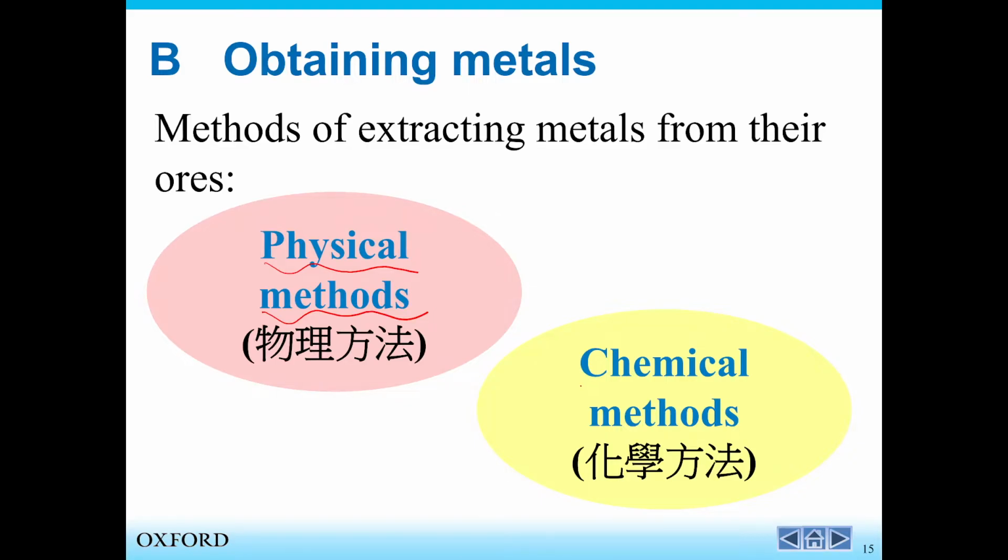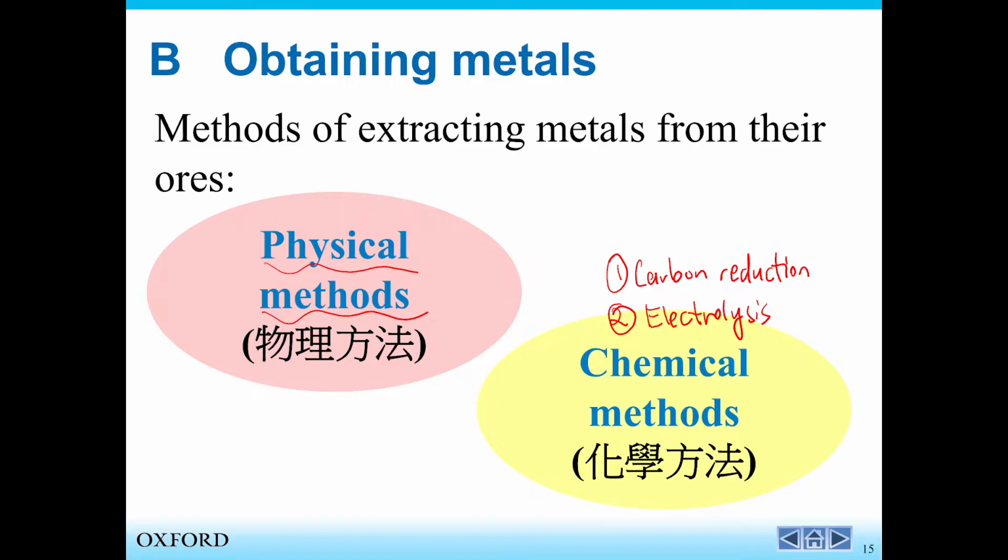So for physical methods, this is primarily for the less reactive metals. And for chemical methods, there are two. The first one is carbon reduction, which we will learn in this unit. And actually, there is another one, which is electrolysis, which you'll learn more about if you take senior form chemistry. But I did talk about it a bit in the first video.